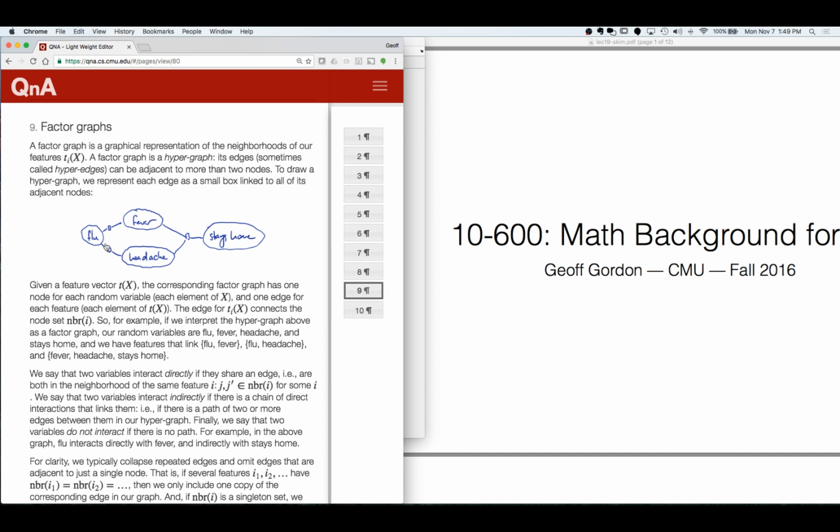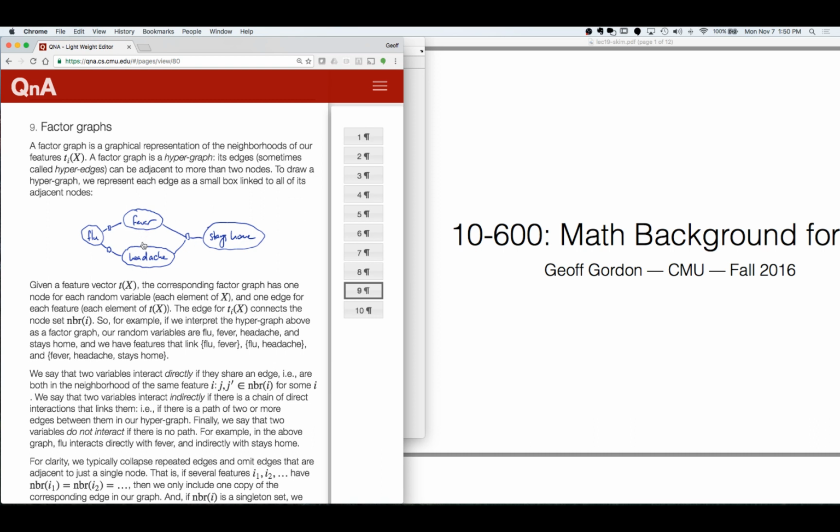So we'll say that 2 variables interact directly if they're connected by an edge or a hyperedge. So headache interacts directly with stays home and with flu. Flu does not interact directly with stays home. But we'll say that they interact indirectly if there's a path. So flu to fever to stays home is a path. And in this particular graph, all of our variables interact. But if there had been another variable over here not connected to any of them, we would say that that variable doesn't interact at all.